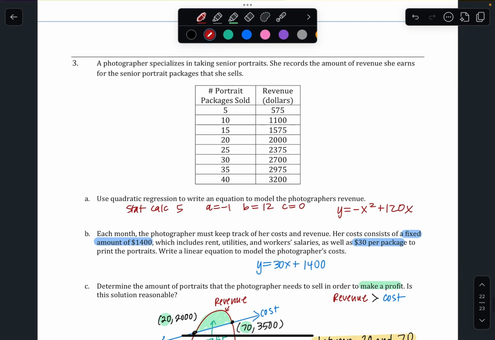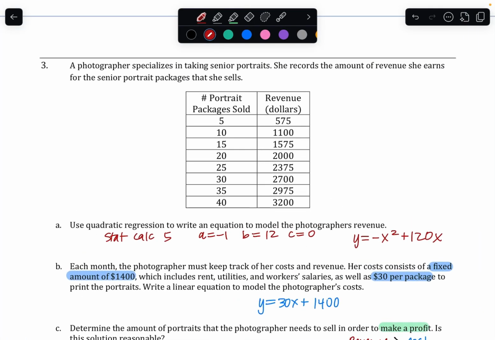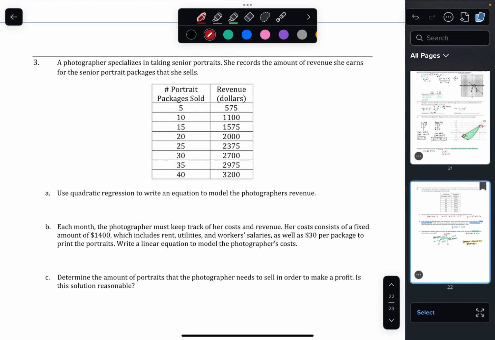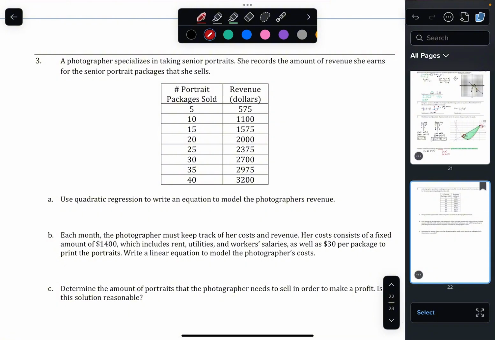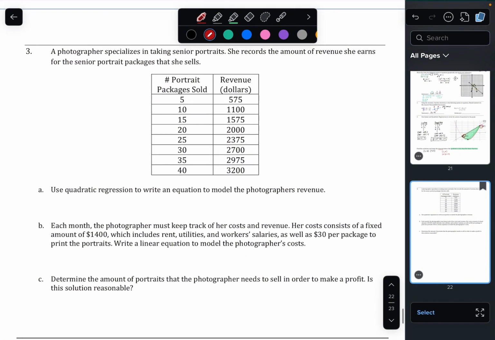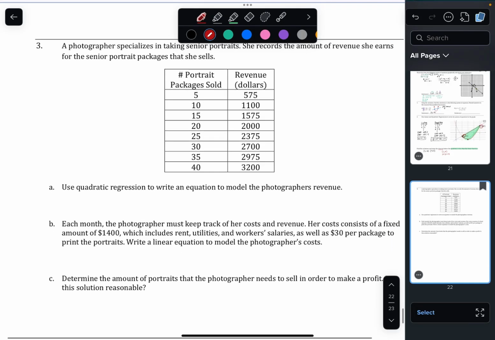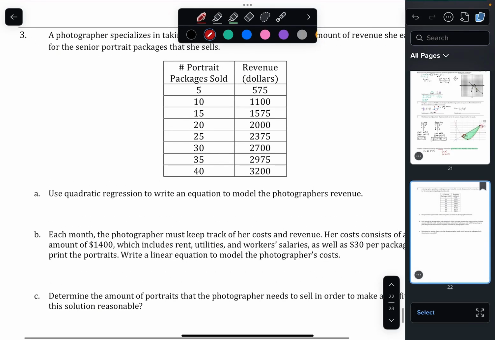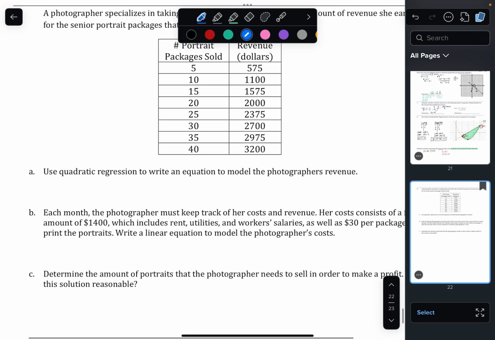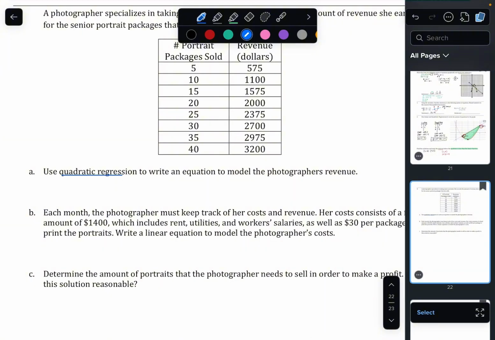Okay, so here it says a photographer specializes in taking senior portraits. I'm going to clear this. A photographer specializes in taking senior portraits. She records the amount of revenue she earns for the senior portrait packages that she sells. So here we have the number of portrait packages, and here we have the revenue. It says use a quadratic regression to write an equation to model the photographer's revenue.